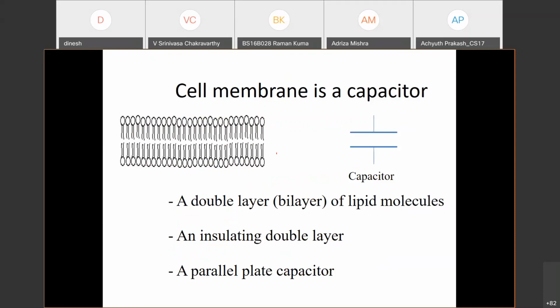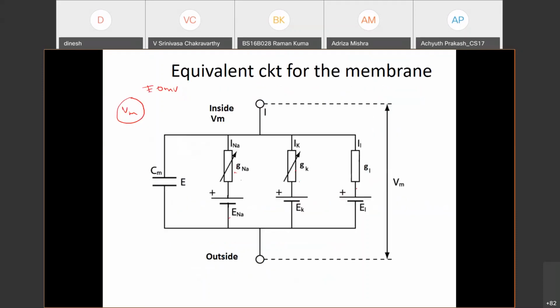Then, in addition to all these channels, you have the cell membrane, which is a lipid bilayer. There are two sheets of lipid molecules, and since it is an insulator, it acts like a capacitor, a parallel plate capacitor. If you look at a small patch of the neural membrane with these two sheets sitting there, it acts like a parallel plate capacitor. So if you want to electrically represent a small patch of the neural membrane, the membrane itself can be represented as a capacitor.